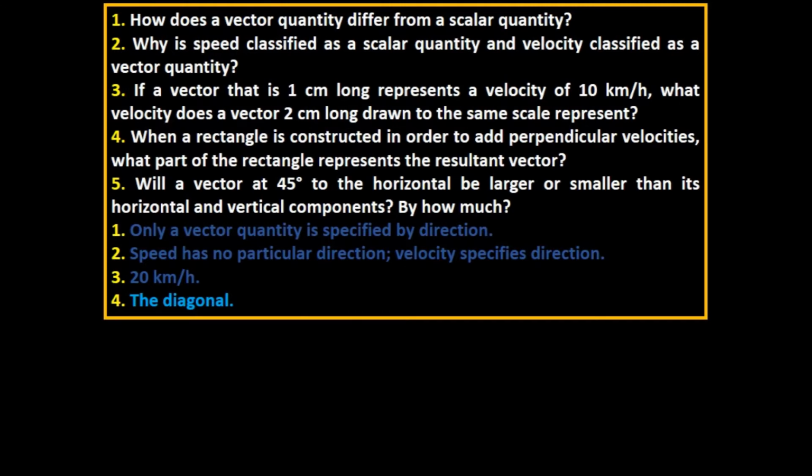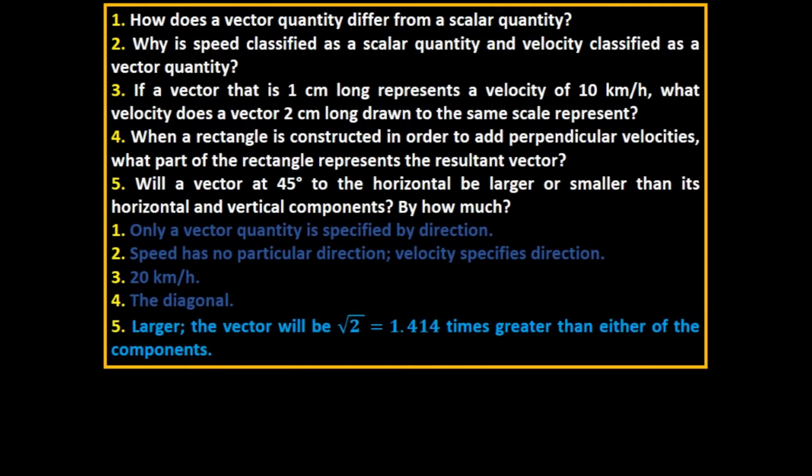Will a vector at 45 degrees to the horizontal be larger or smaller than its horizontal and vertical component? By how much? Well, root 2. It's the 45 degree angle. The legs will be equal, and the legs will be 1, 1, and then the diagonal will be root 2. You figure that out by yourself. That's very, very important. Or 1.41 times greater.